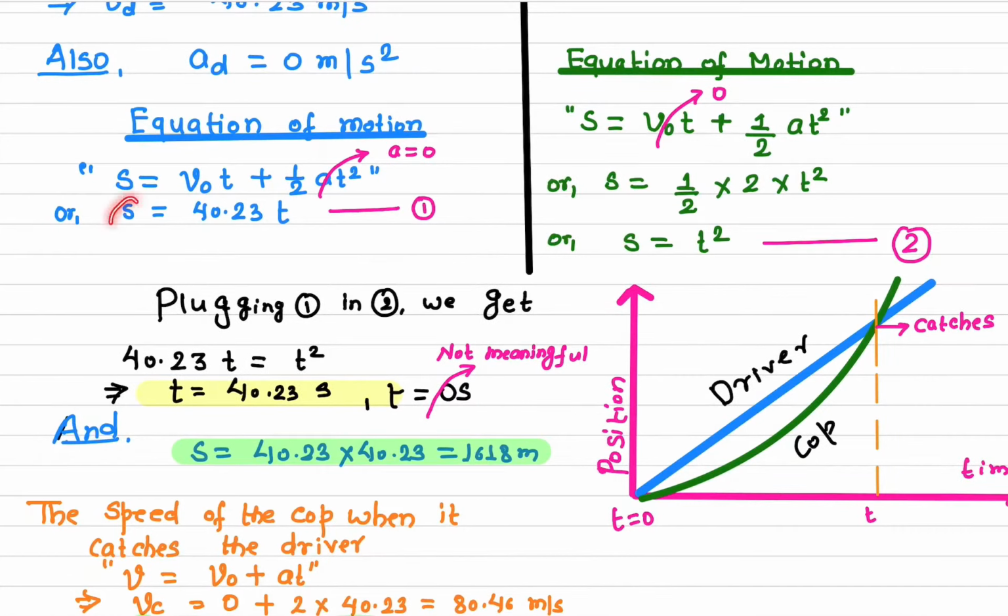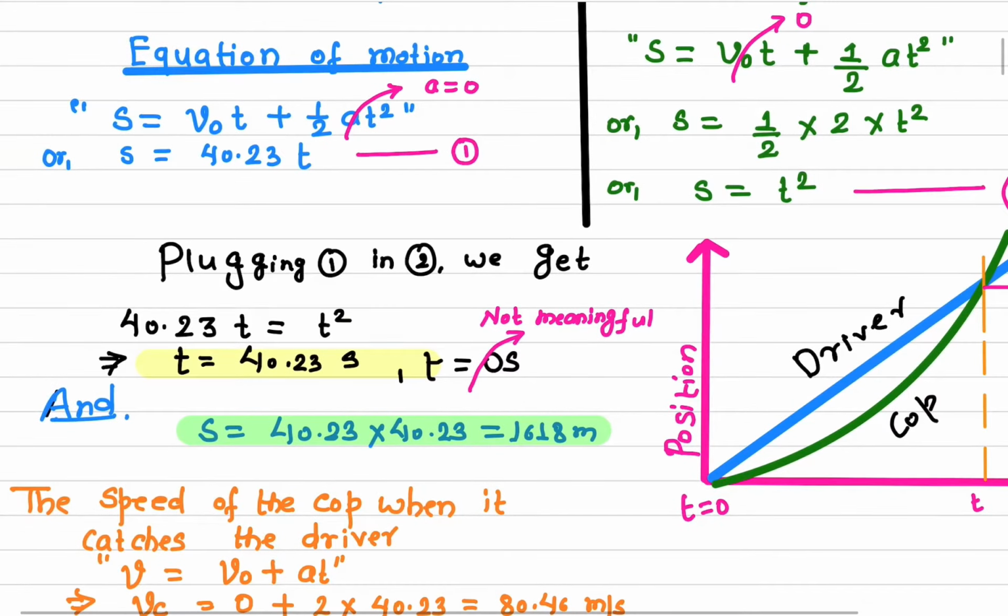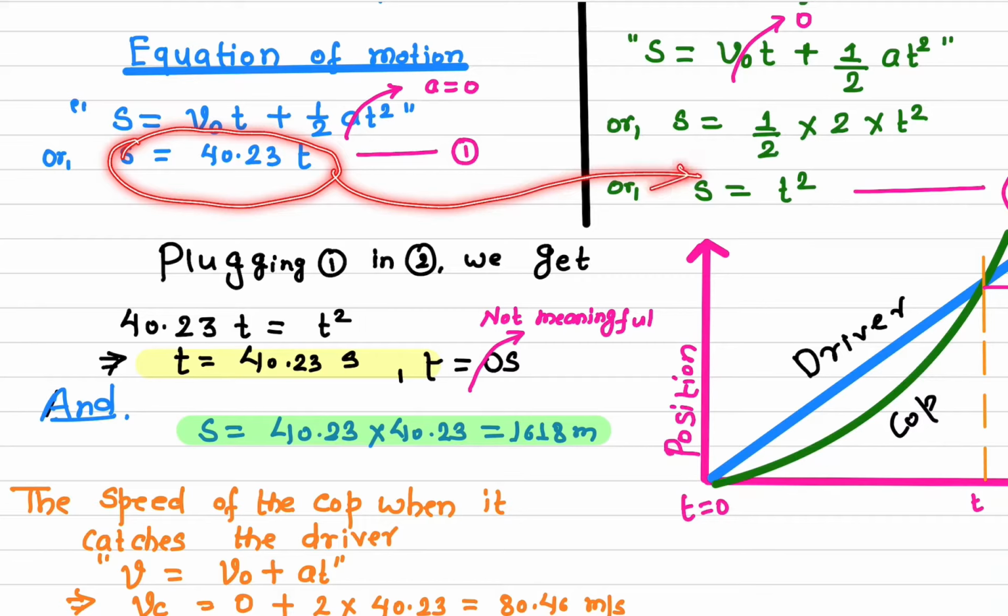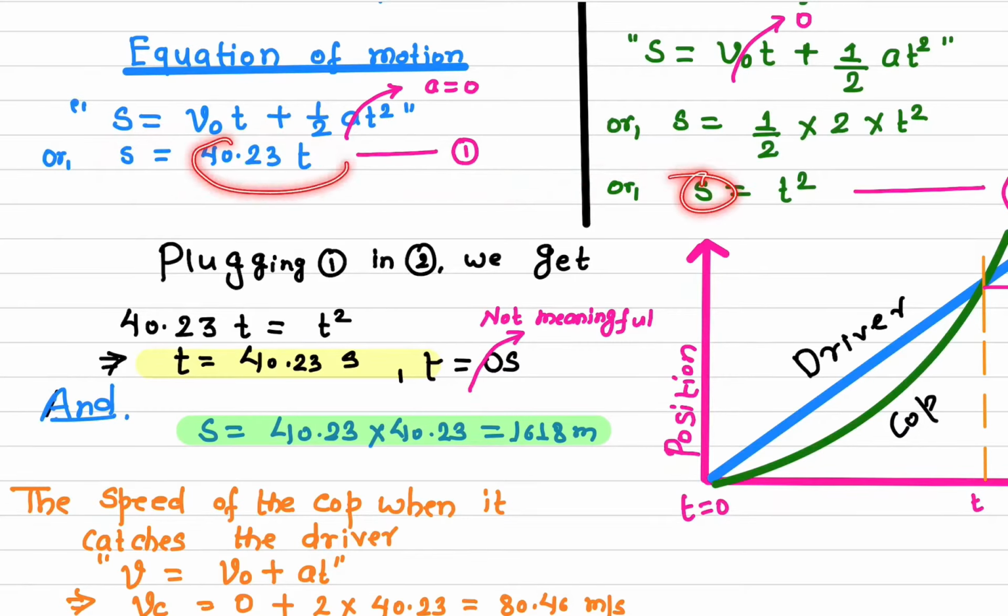So now we have two equations, equation 1 and equation 2. Two equations and two unknown variables. So how do we solve this one? I'm just plugging the value of S into this equation here. So let's do that. Instead of S, we'll use 40.23 t, and then you will have t squared here.